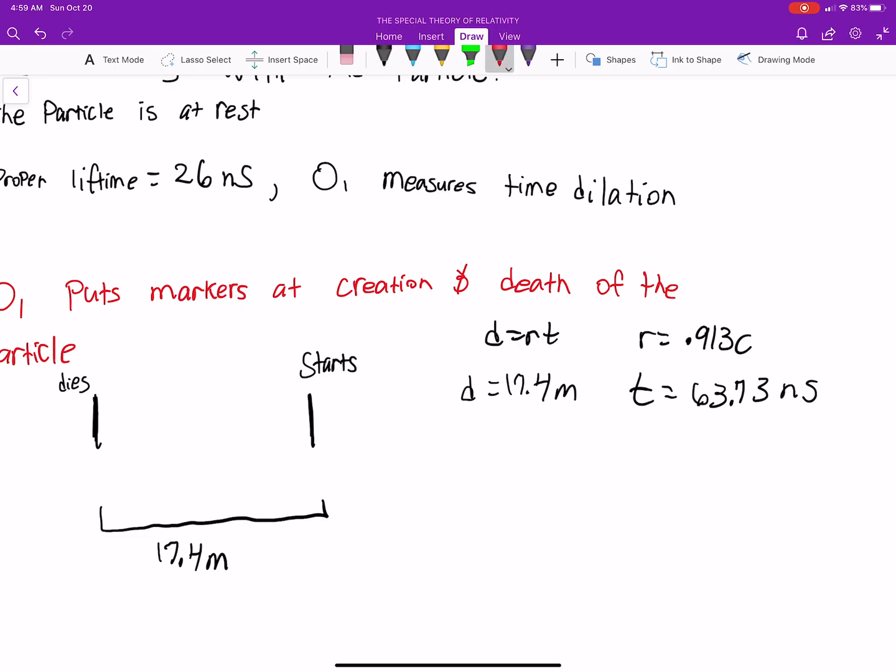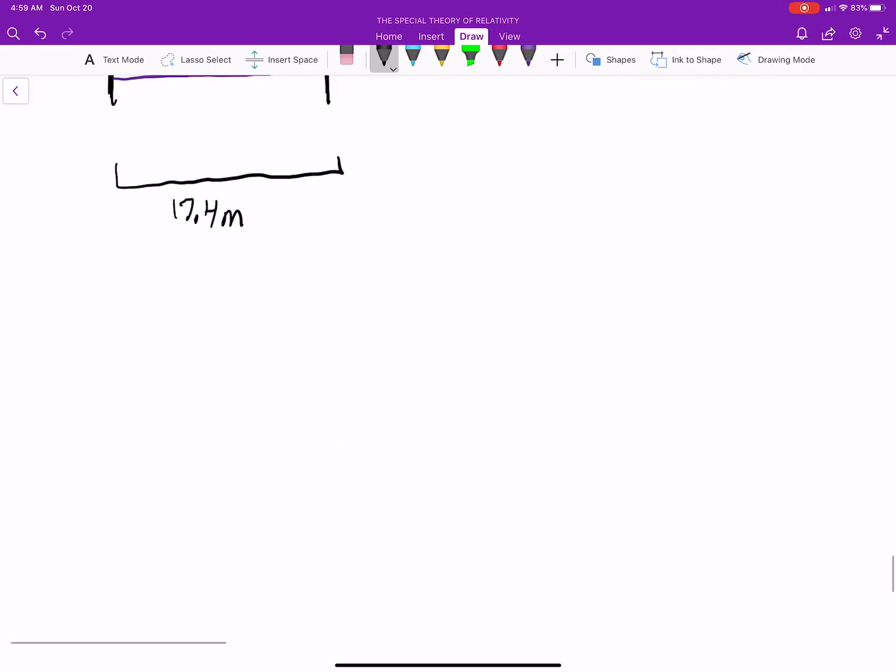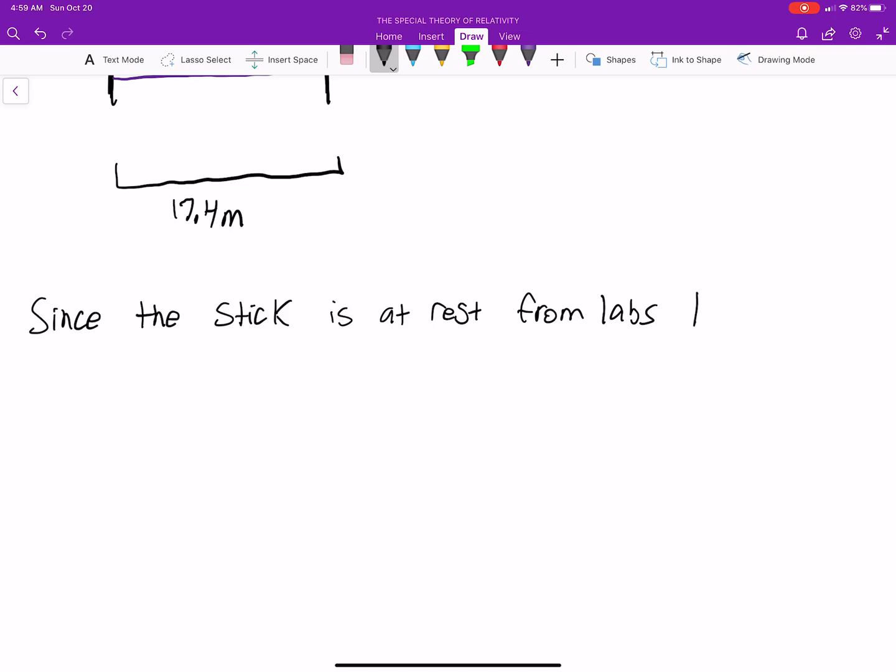Okay, so hopefully you're okay there. Now let's say, we'll use purple, a stick is put here. He puts a purple stick from where the particle was created till where it dies. So the stick is 17.4 meters. Now, since the stick is at rest from the lab's point of view, 17.4 meters is our proper length.